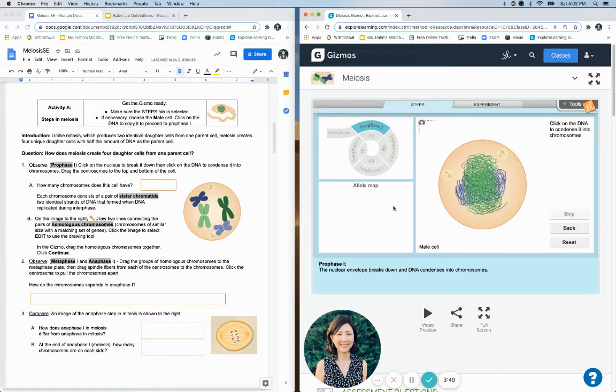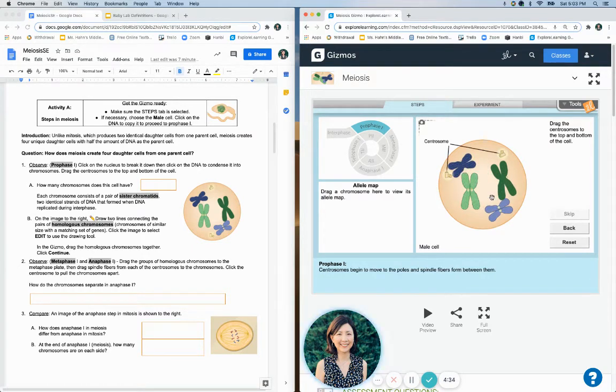And each of those 46 have now made a copy of itself. So it's in that kind of X shape because it has a copy right here. So this is actually one chromosome, but each of these is a copy. So technically it's the same DNA as two chromosomes, but because they're connected, we call it one. Okay, and so then it says click on the DNA to condense it into chromosomes. So this is DNA. When it's all unraveled, we call it chromatin, but now we're going to click on it and it's coiling up into chromosomes, which hopefully you remember from before.